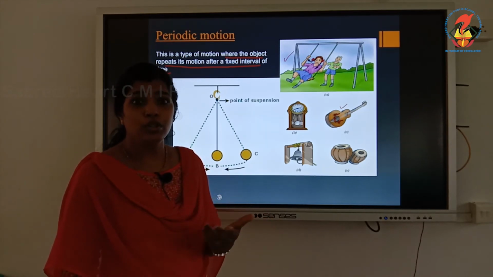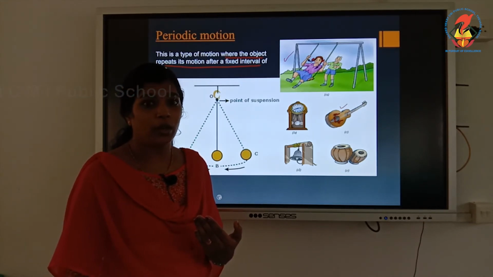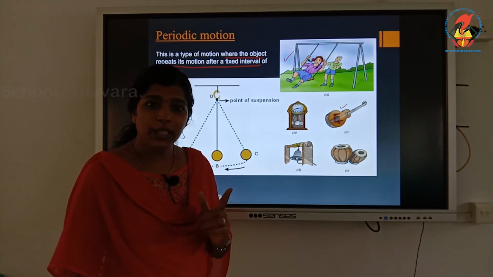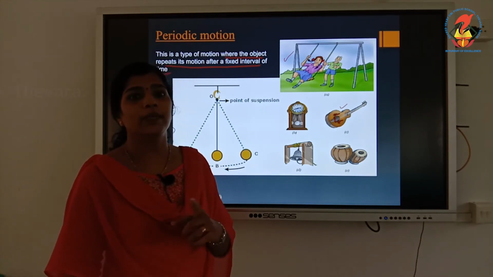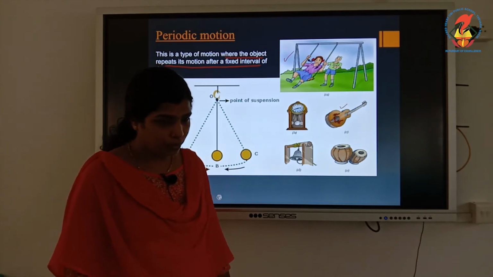Then the revolution of the earth. It will take 365 and 1/4 days to complete one round around the sun. So after completing one round, the same process will continue. So that's also an example of periodic motion.